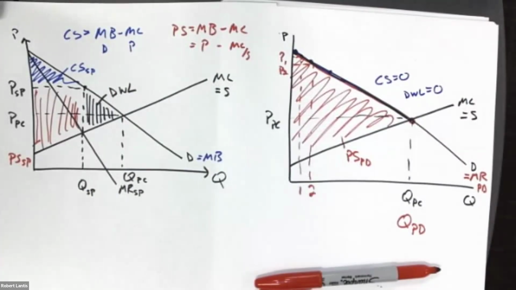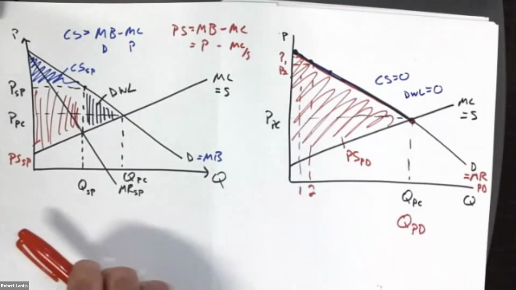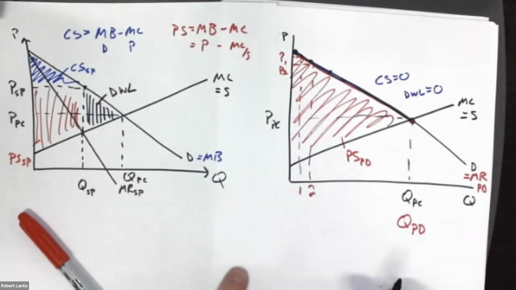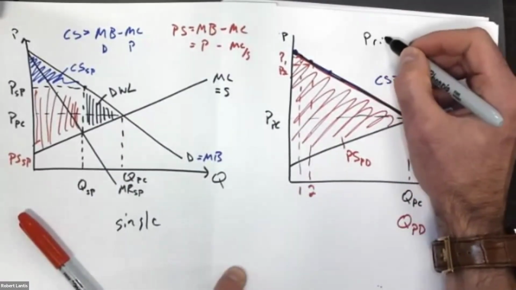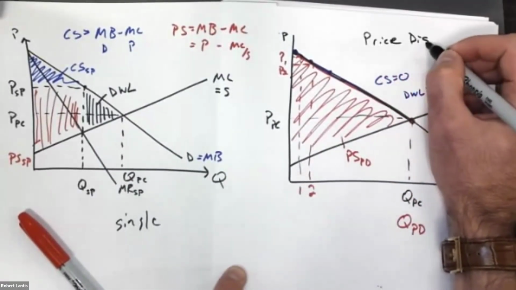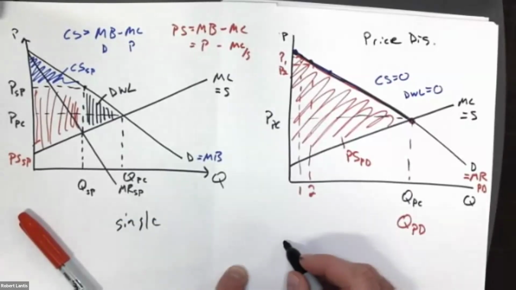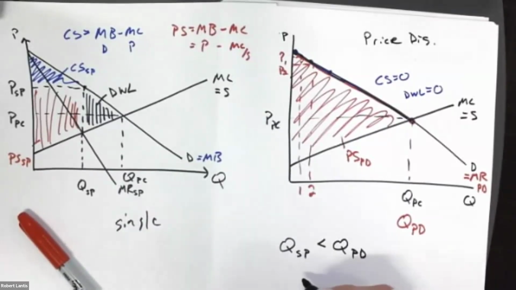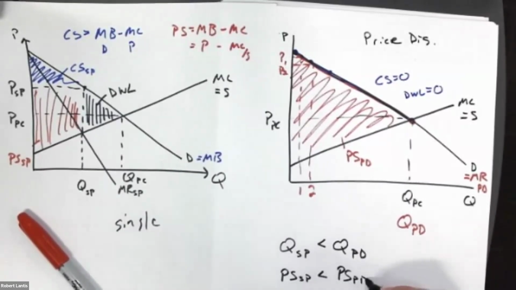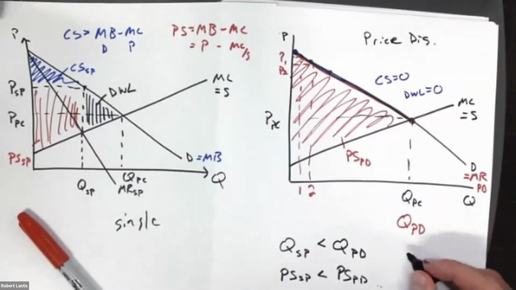Okay. So what are some of the statements we can make? Well, if I'm comparing my single price to my price discriminating monopolist, notice the quantity that the single price monopolist chooses is going to be lower than the quantity that the perfectly discriminating monopolist chooses. What will also be true is the producer surplus for a single price monopolist is less than the producer surplus for these price discriminating monopolists.